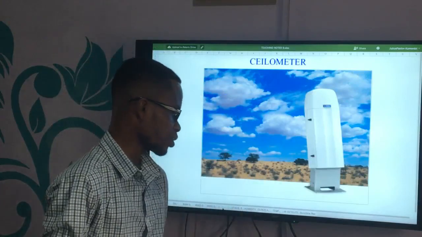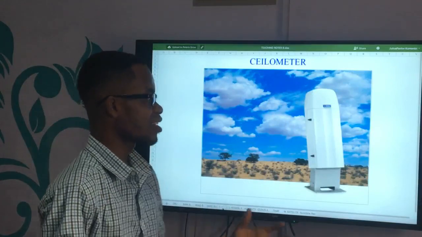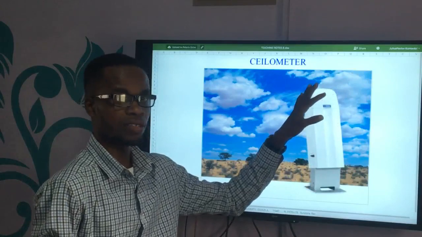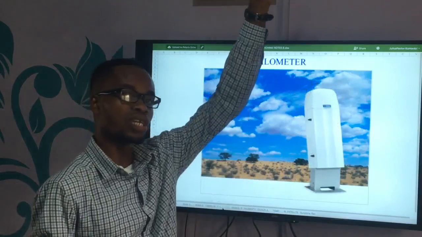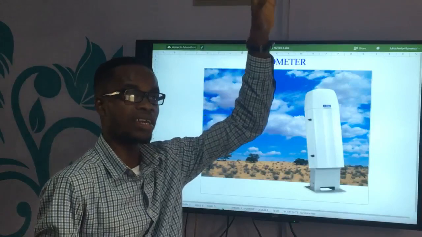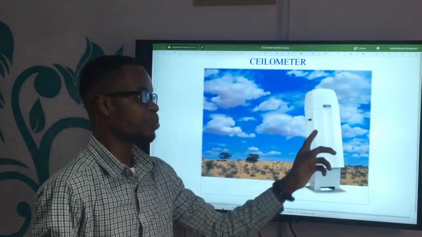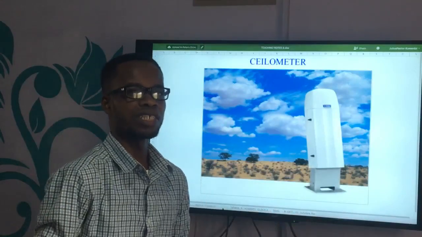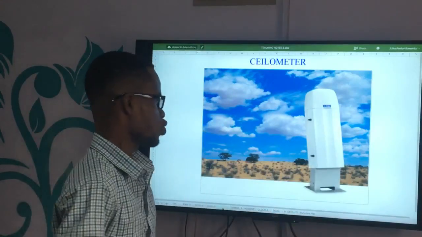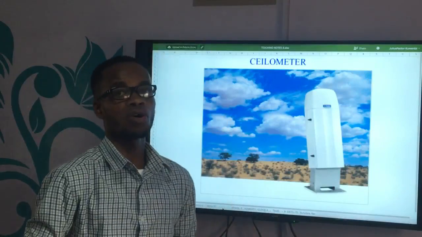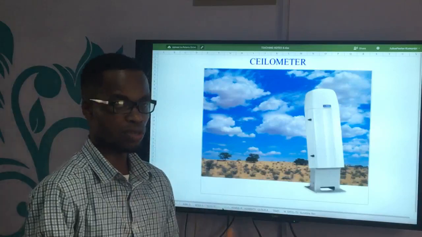So the ceilometer actually has a laser or uses other forms of light, and shoots that light into the atmosphere or into the sky, and then it will read. They have a place where they will read and determine the height of the clouds. So the ceilometer is used to measure the height of cloud. So take note of that.